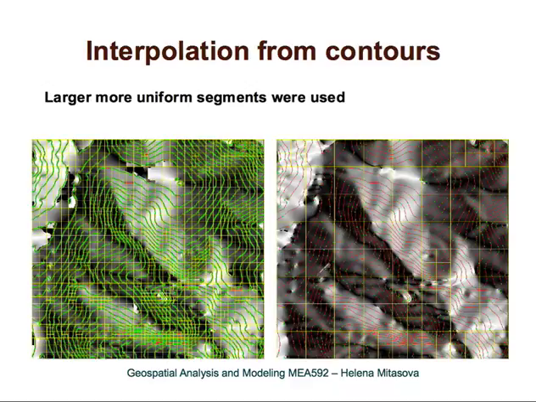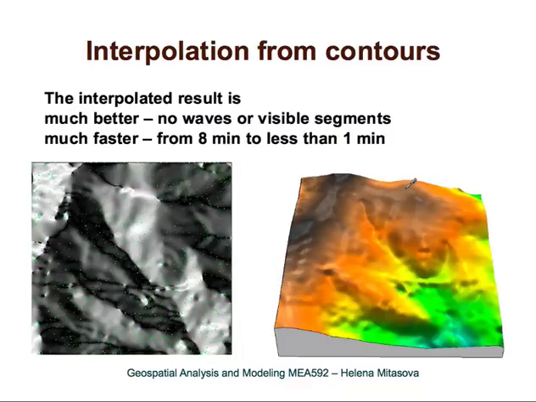Now, with generalization, we really select only the important points, only those points that we need. We have much larger segments and we have data in each of these segments, even in this one. And then the result looks like this. It doesn't have any artifacts, and it is also much faster. The time is reduced from 8 minutes to less than 1 minute. So there is a significant speedup and the result is better, without so many artifacts. So as you can see, the selection of points for interpolation is quite important.